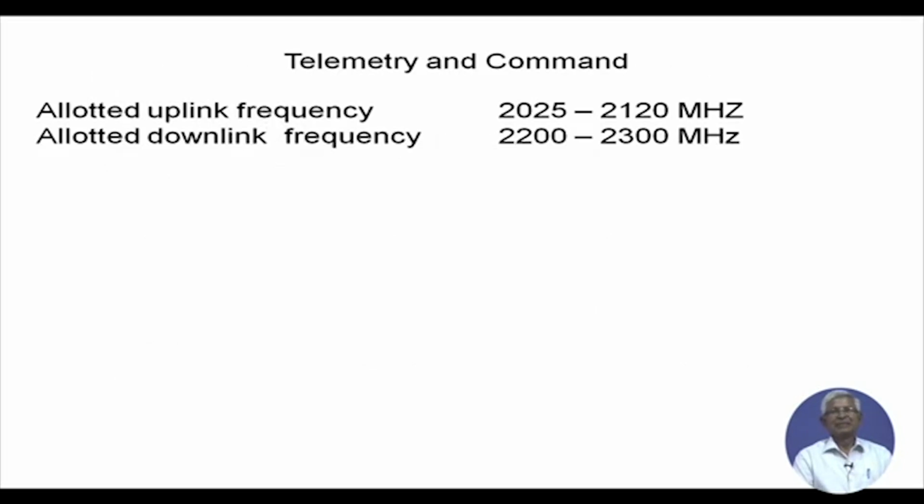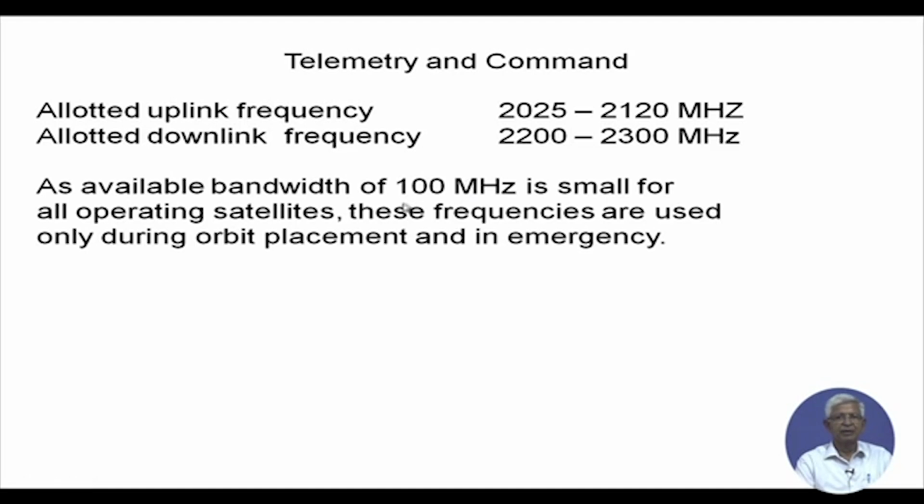Okay. Let us go into some more descriptive detail, that is the allotted frequency. The uplink frequency, which is for telecommand, is in S band, 2.025 gigahertz to 2.120 gigahertz, that is 2025 to 2120 megahertz, and the downlink frequency, which is telemetry, is 2200 to 2300 megahertz. You can see it is only 100 megahertz bandwidth available, and that is allotted worldwide. So it is a very small bandwidth for so many satellites which are operating. So these frequencies are used only during the orbit placement and in case of emergency.